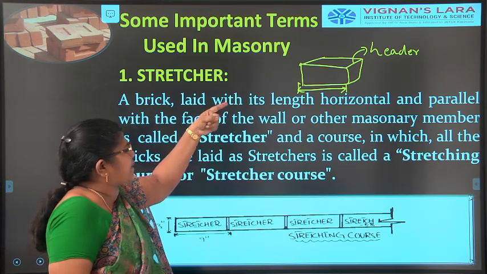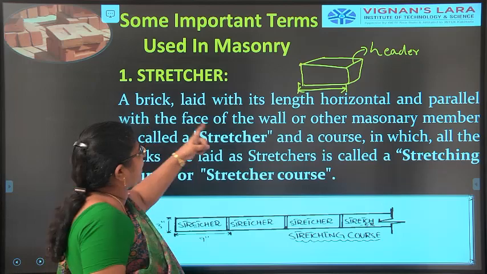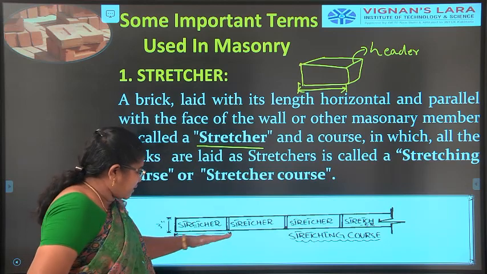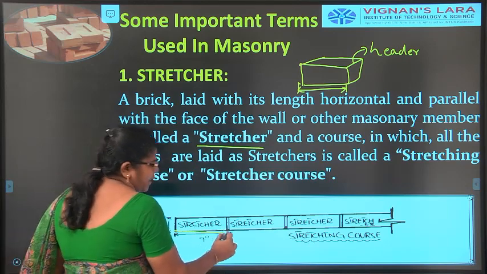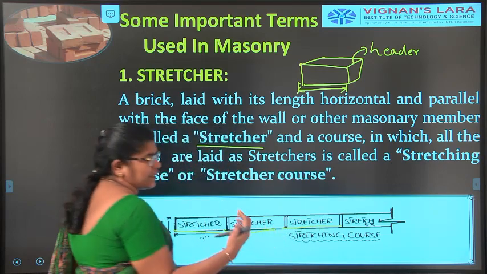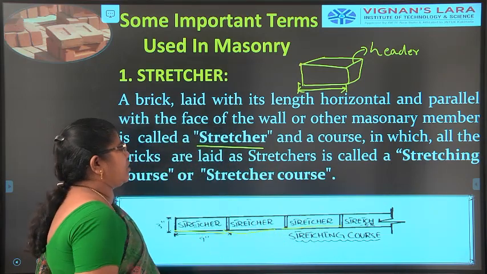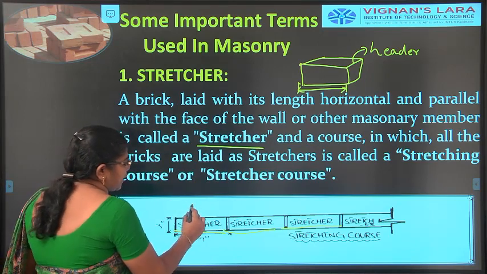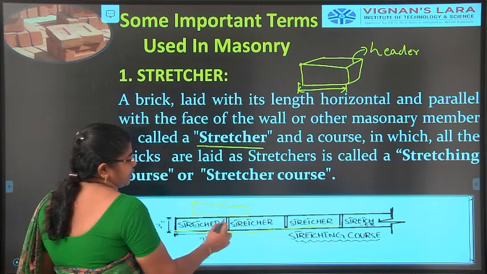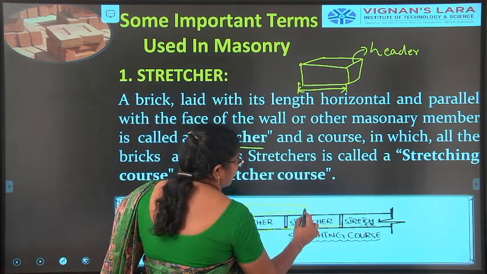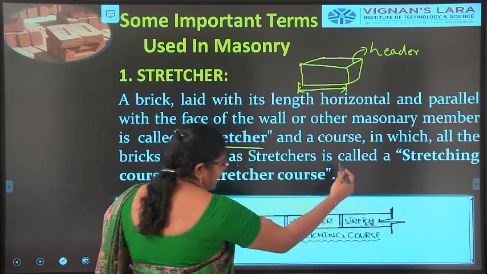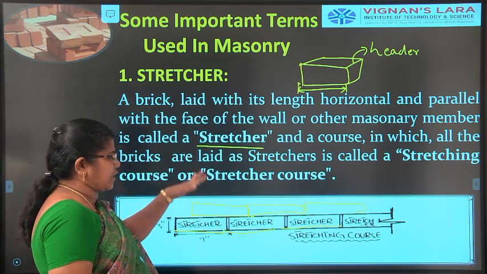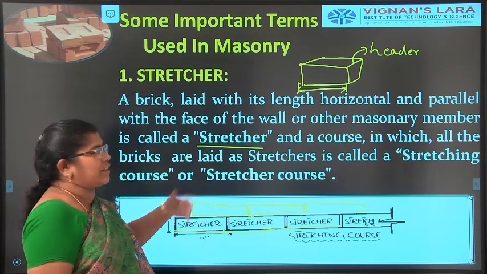A brick laid with its length horizontal and parallel with the face of the wall and other masonry member is called the stretcher. You can see here, this is the length of the bricks seen facing us; we call it a stretcher. Actually, a stretcher course is nothing but, if this layer, after this we will have a stretcher layer, and we will have another stretcher layer like that, so it will have a similar 3D view. So this is the stretching course, or stretcher course.